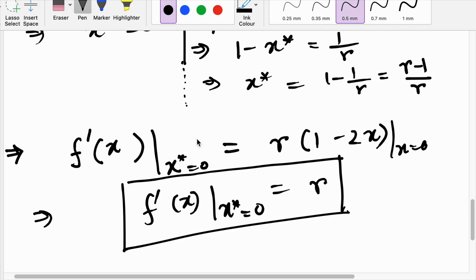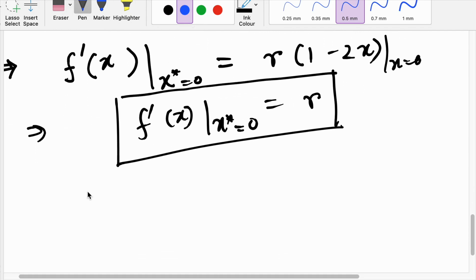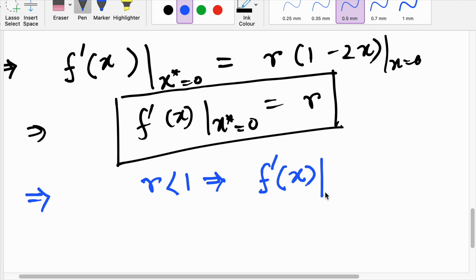So we know from our mathematical theorem that if r is less than 1, that is, if f prime x at x star equal to 0, which equals r, is less than 1, then we can say that this fixed point, x star equal to 0, will become stable.